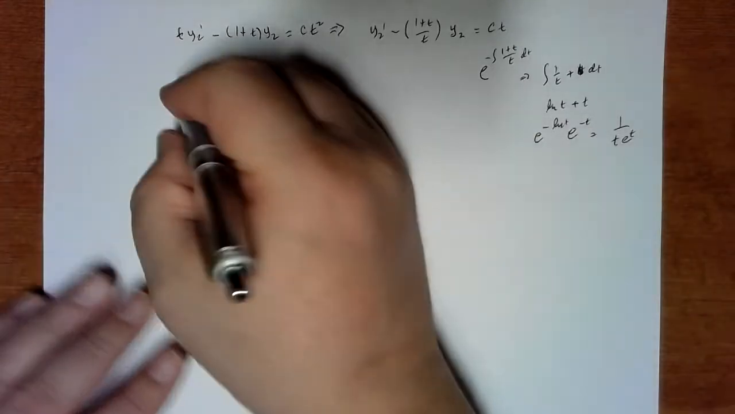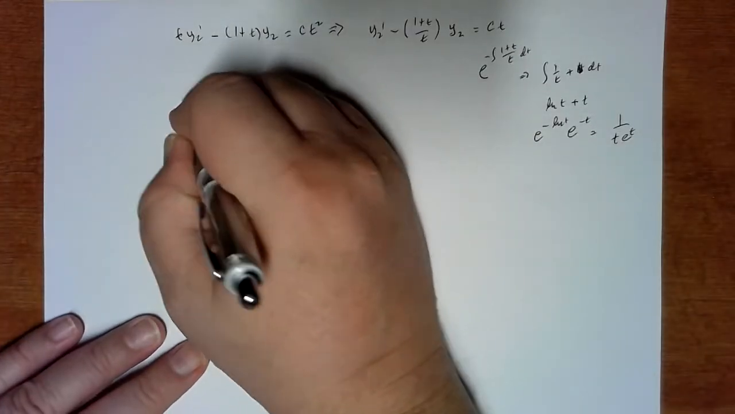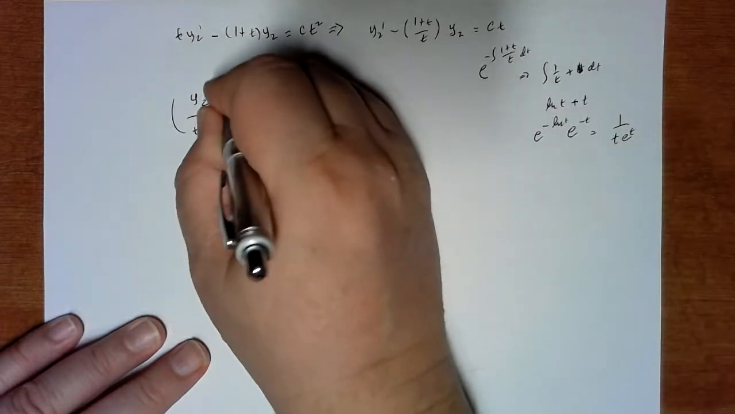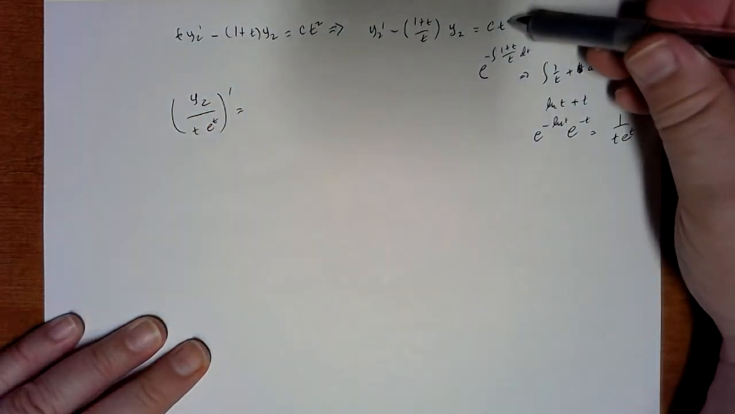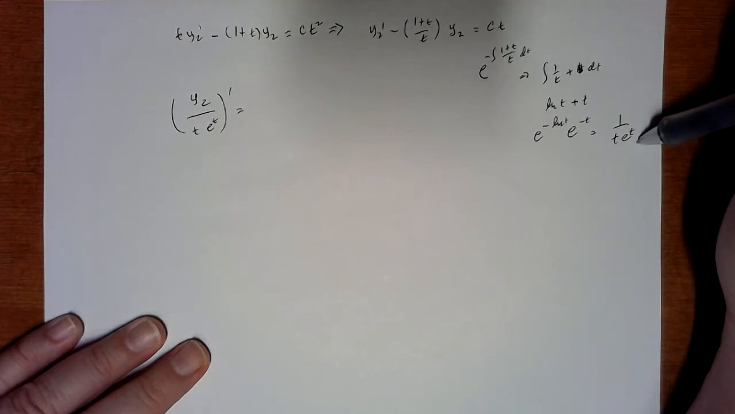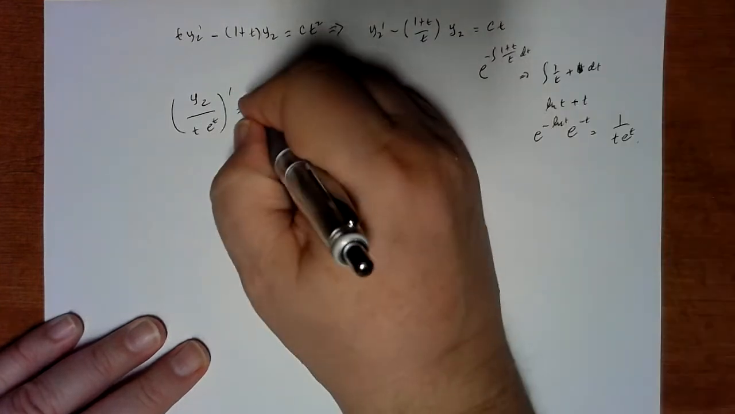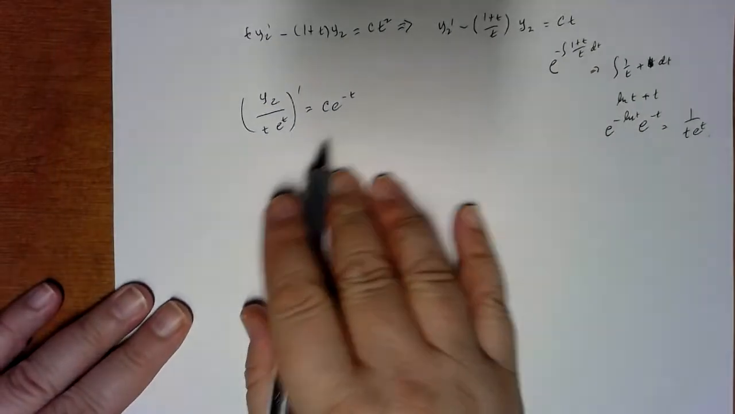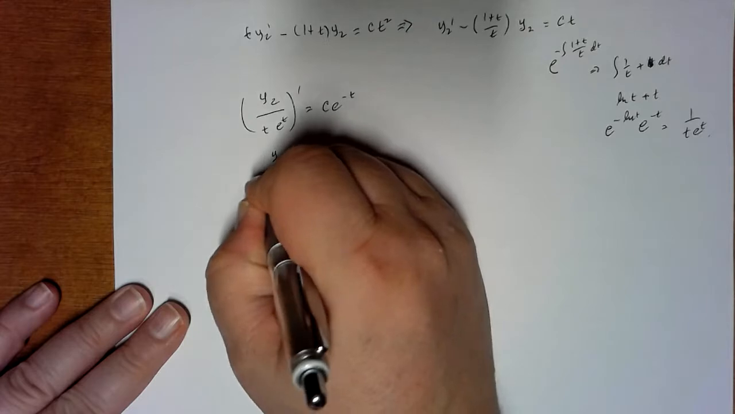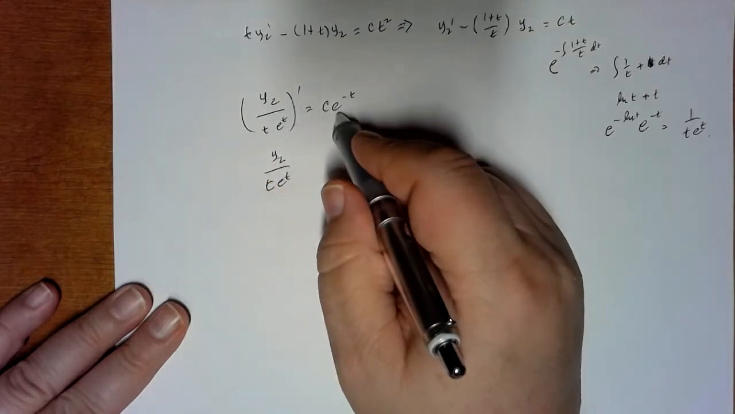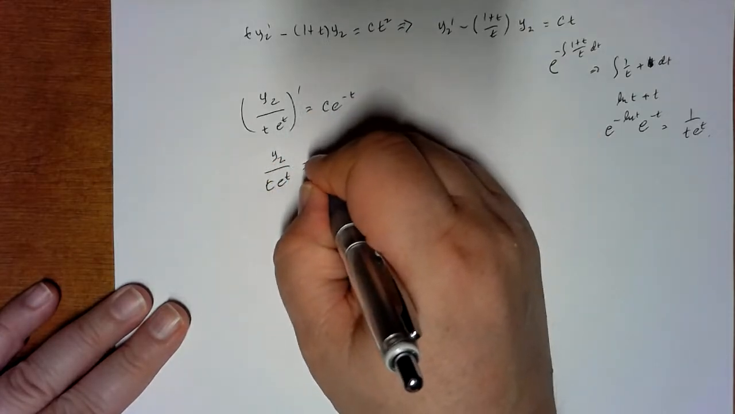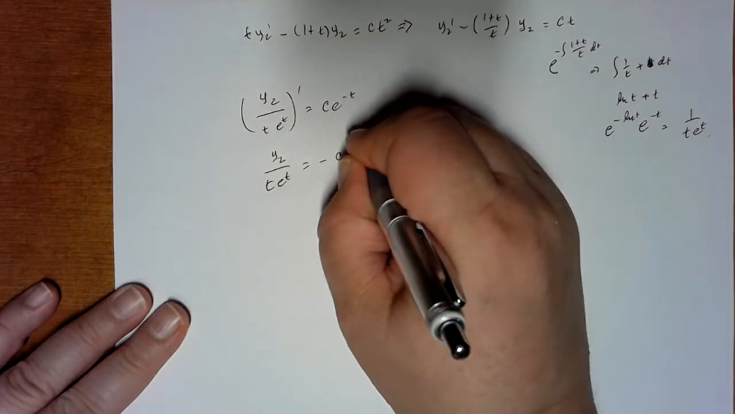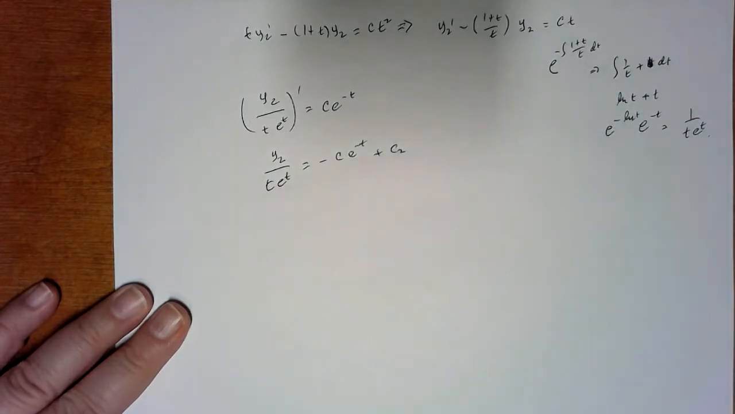And so now we have y2 over t e to the t, prime, is equal to ct divided by t e to the t. So that's just going to be c e to the minus t, right? Good. So now if I integrate both sides, what am I going to get? Minus c e to the minus t plus c2, right?